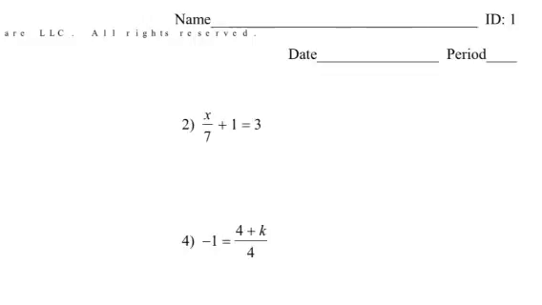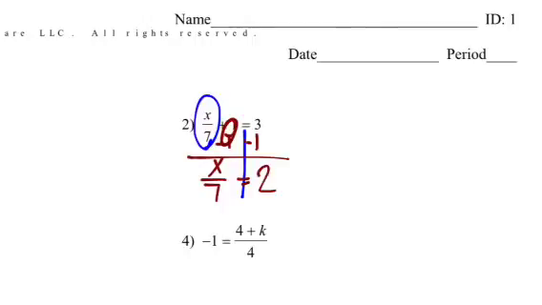You will notice number 2 looks a bit different because the fraction bar is only underneath the x and the 7. So when I circle what I'm solving for, that's all that goes inside the circle. Drop my line, I look to the outside of the circle and I have a plus 1. I undo a plus 1 by subtracting 1 on both sides. 1 minus 1 gives me a 0, leaving me with x divided by 7. 3 minus 1 is 2.